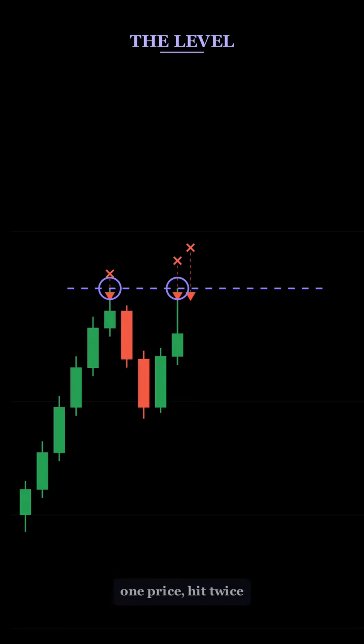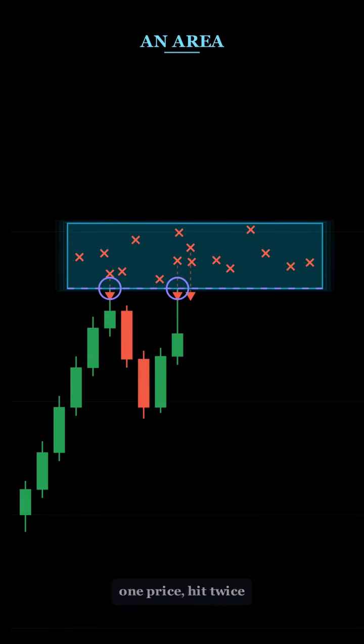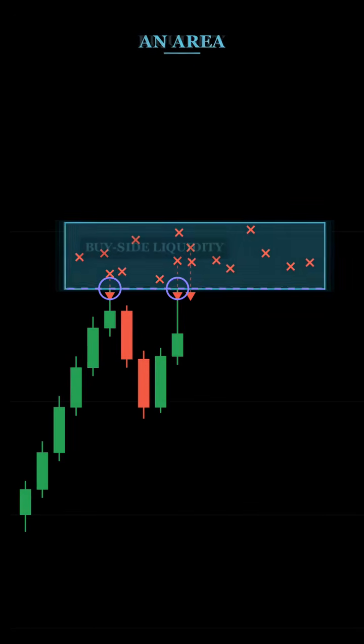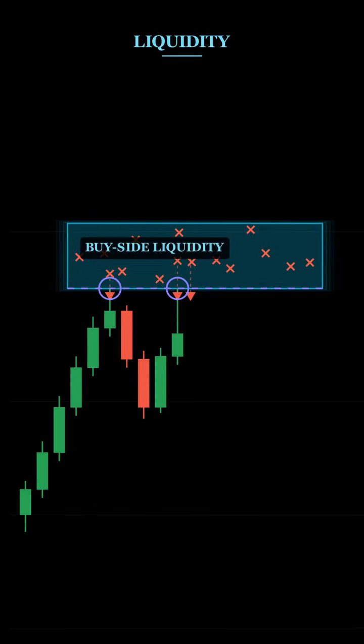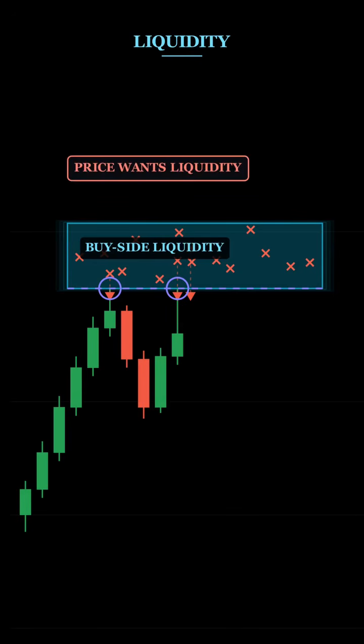Soon, that obvious high isn't just a price level anymore. It's an area containing a concentration of orders. That's what we mean by liquidity. And here's where it gets interesting. The market doesn't need to want liquidity. It simply needs to reach an area where orders are available.